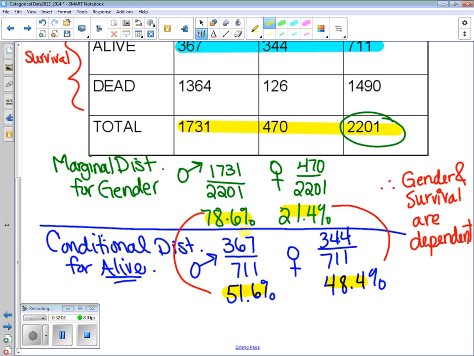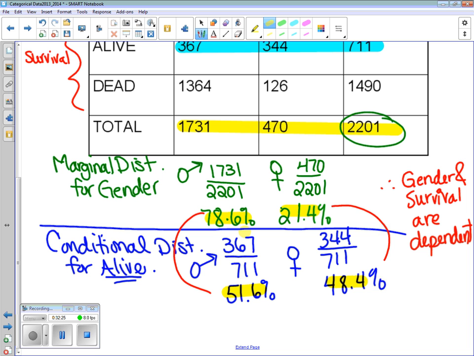So when you say variables, do you mean like they're connected to each other? Connected to each other. It means that gender and survival were dependent on each other because you were more likely to survive if you were a woman.